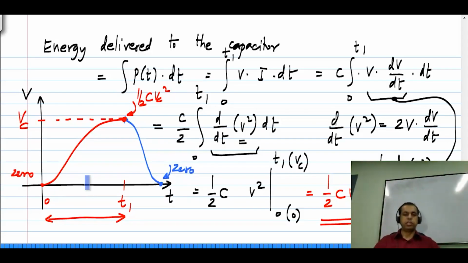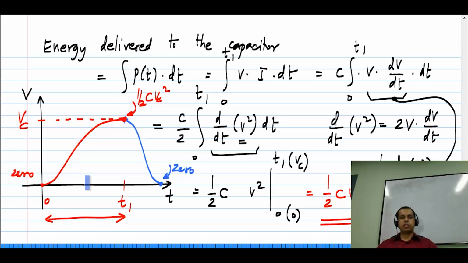So this energy that you delivered, this half C Vc squared, doesn't go anywhere. During the charging process you delivered energy to the capacitor, and during the discharging process, as the voltage falls from Vc to 0, you can recover all of that energy. It delivers that much energy. So a capacitor stores energy, unlike a resistor which dissipates the energy that is delivered to it.